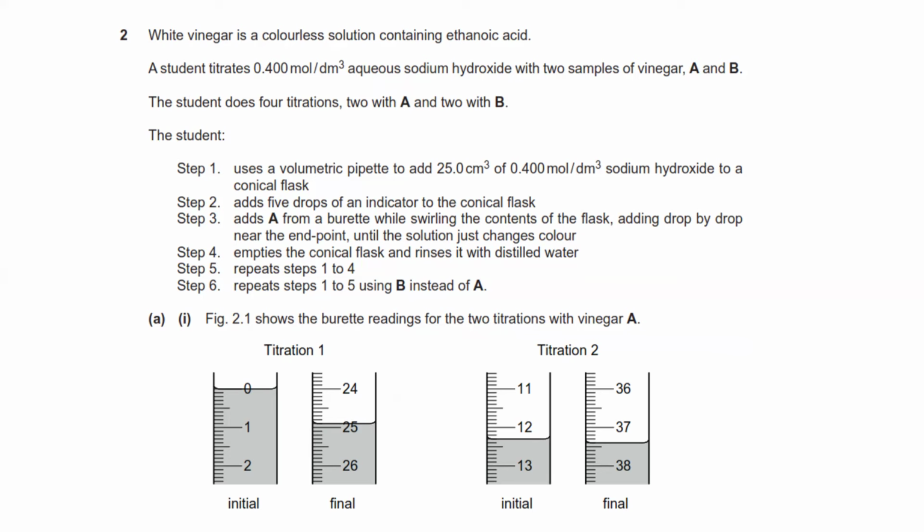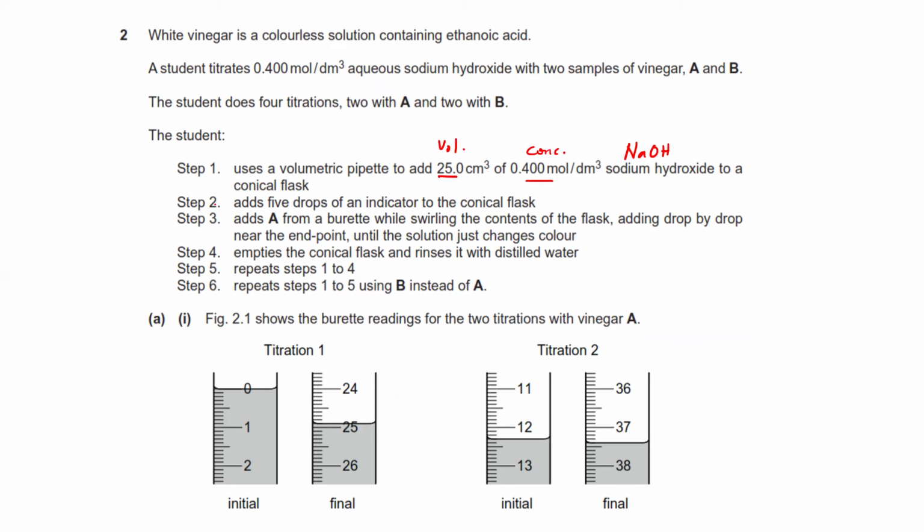So the student, step 1, uses a volumetric pipette to add 25 cm³ of 0.4 mol/dm³ sodium hydroxide to a conical flask. Sodium hydroxide is NaOH. So remember, this is the concentration and this is the volume.